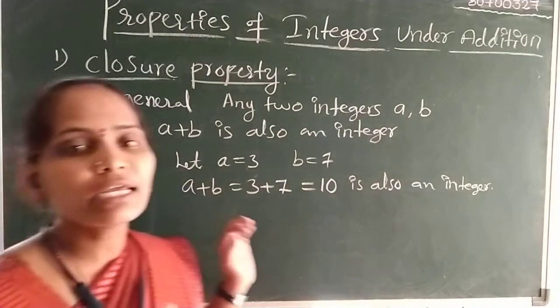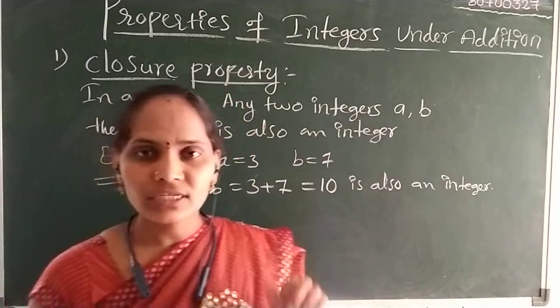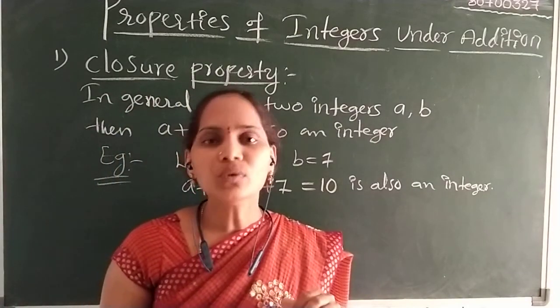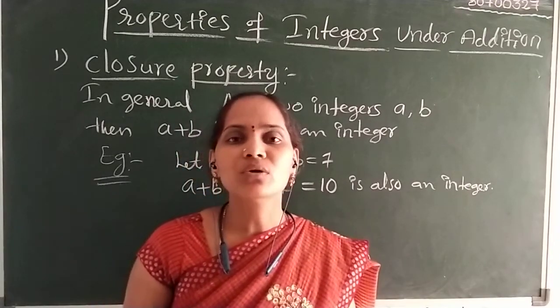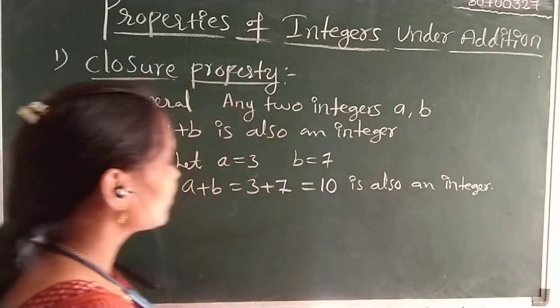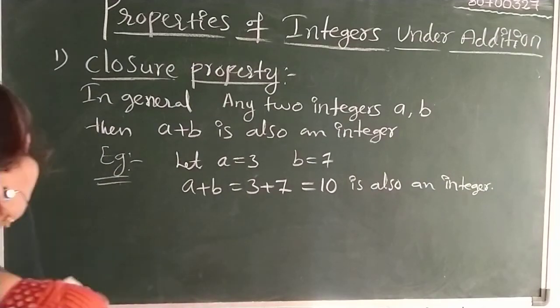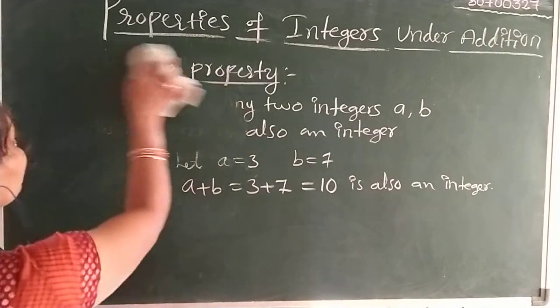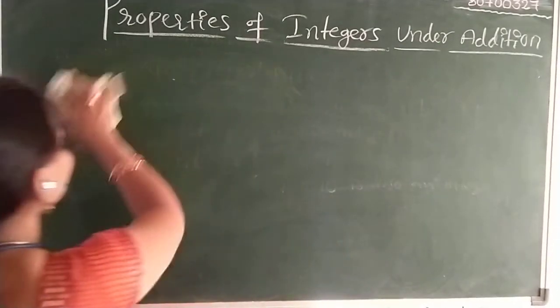The statement is very important, so once again listen. In general, take any two integers, the sum is also an integer. That is called closure property under addition. Next property I am going to explain: commutative property.